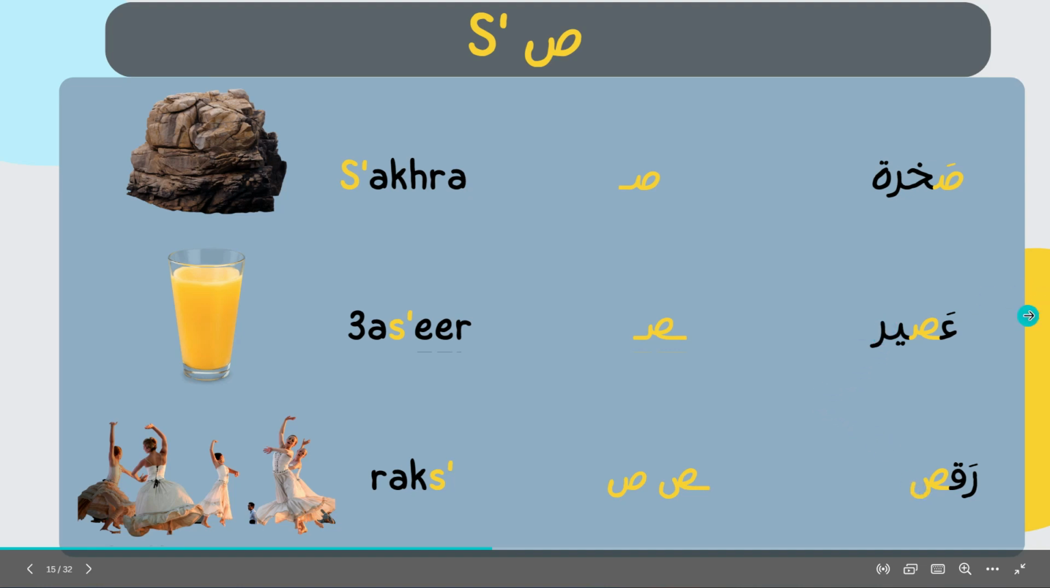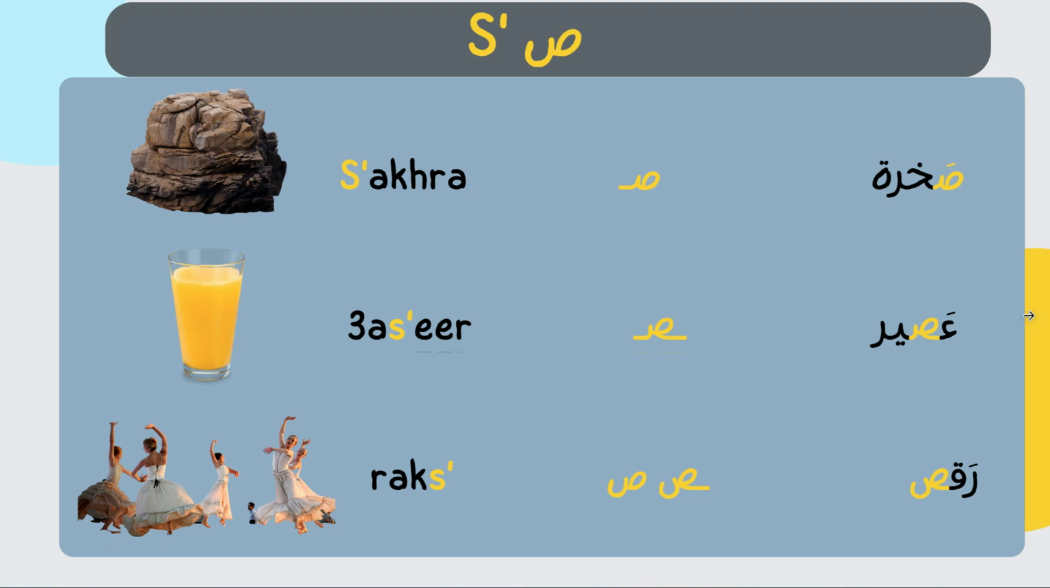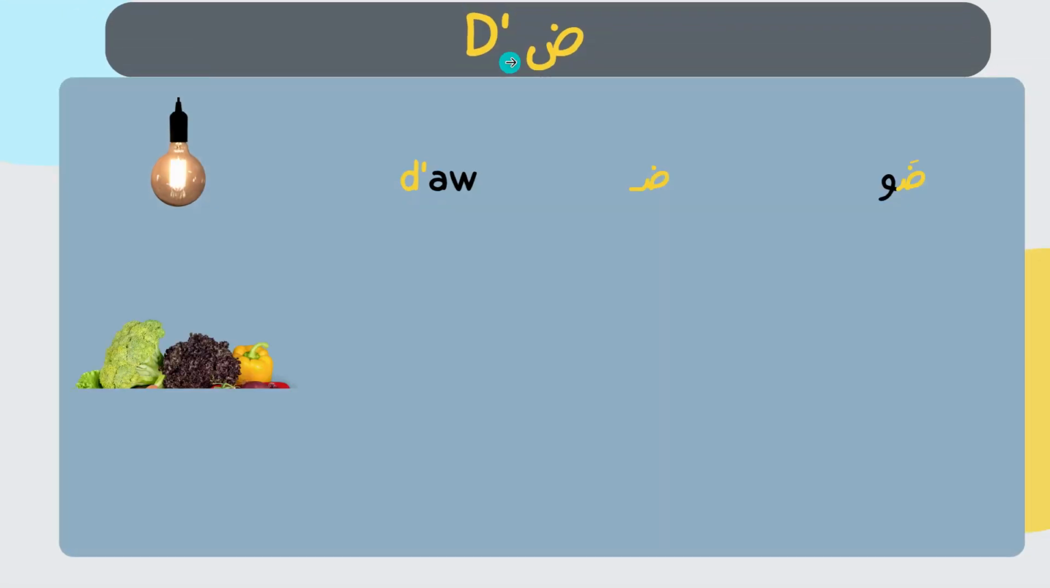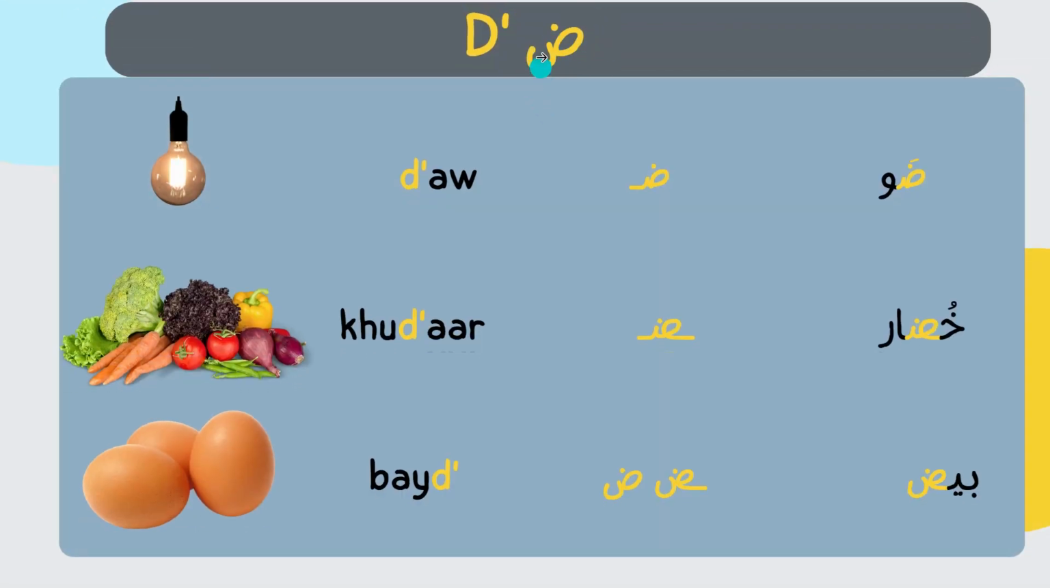Okay, now the next letter in this group is Da. It looks exactly the same but with one dot above, and the way that we pronounce it is the same as D but with a full mouth. It's thicker than D. It's Da, Da.